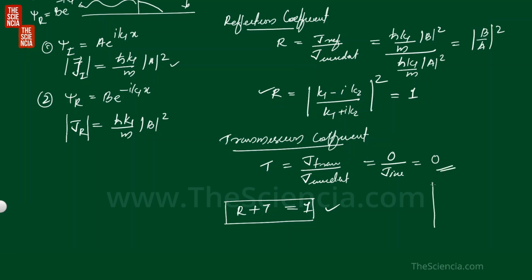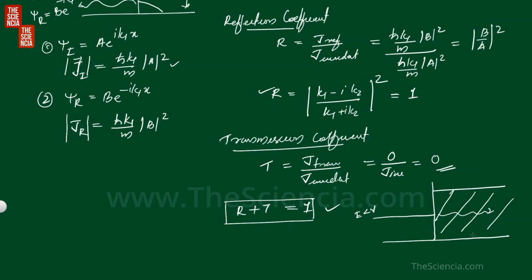Here, why is this transmission coefficient 0? We know the potential is like this one. See, the particle energy is this much only. Okay, so this particle can't travel in this region. It is forbidden to access this region. That is why the transmission coefficient is equal to 0 when the energy of the particle is less than the potential.